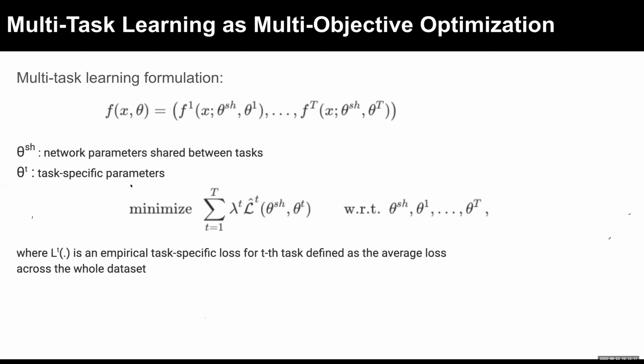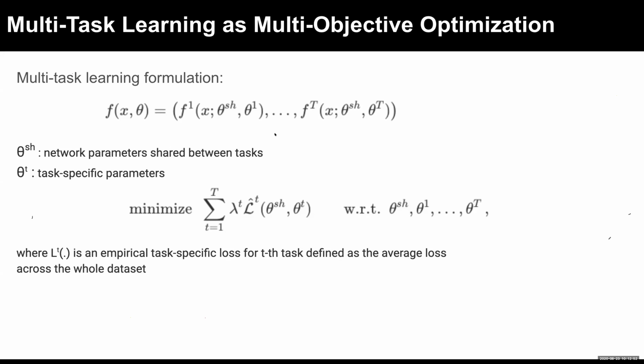So if we take a step back and look at the multitask learning formulation, essentially we have a number of functions which we have to learn, which have some shared parameters. So theta sh are the network parameters shared between tasks, and the theta t are the task-specific parameters. So essentially, if we have t number of tasks, then we'll have one set of shared parameters and t sets of task-specific parameters. Here, the goal is to minimize some sum of losses coming in from each of these tasks. So if we have t tasks, then we'll have t of these lambda scores, which are going to weigh the losses appropriately.